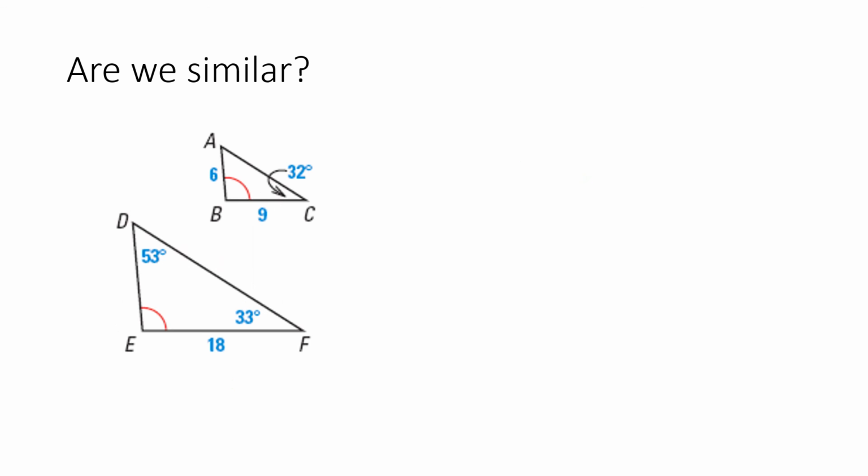All right, in this next example, we have to figure out again if these two triangles are similar. It looks like they already give us that we have one set of congruent angles, but now we got to figure out the others.